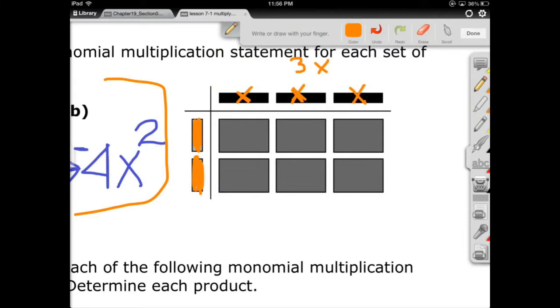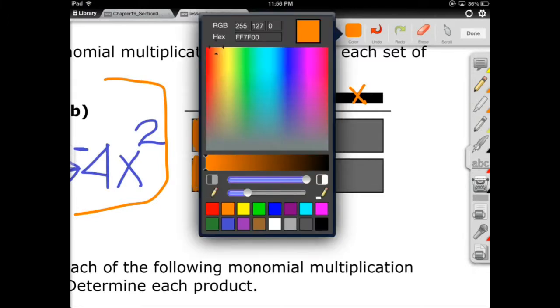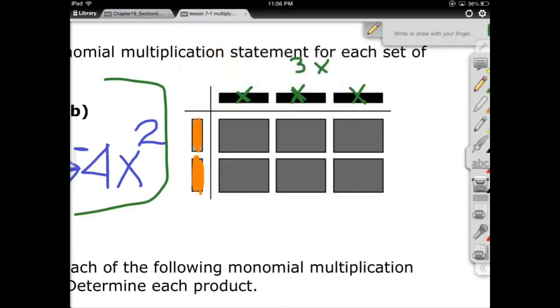I know what happens when I do that. I have to say, done. I have to choose a new color. Okay, so let's go back to orange. There we go. This represents 2 of the y to the first terms.